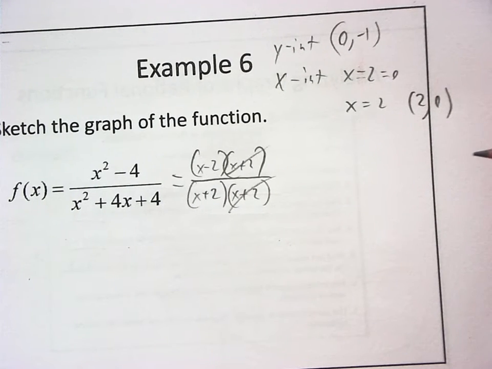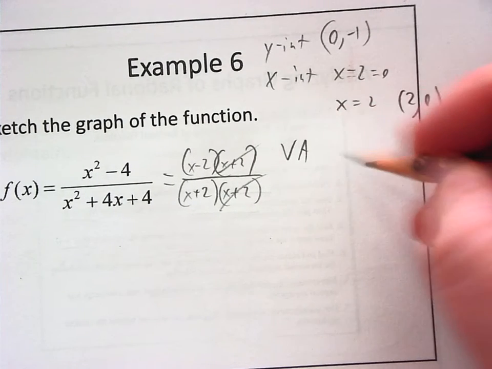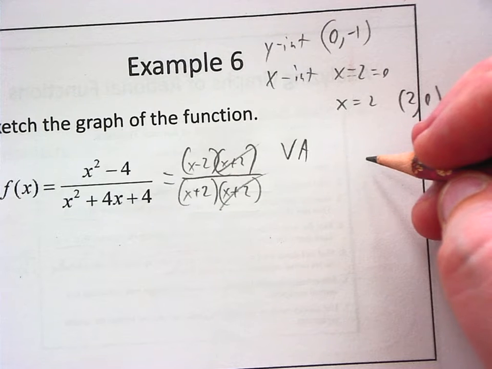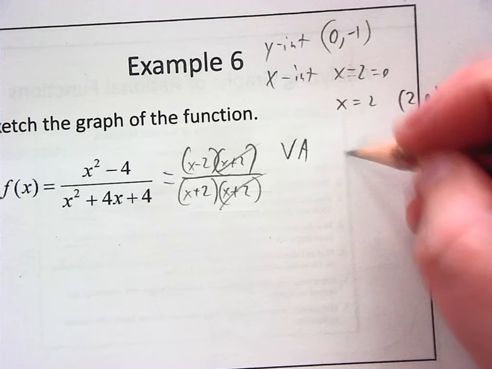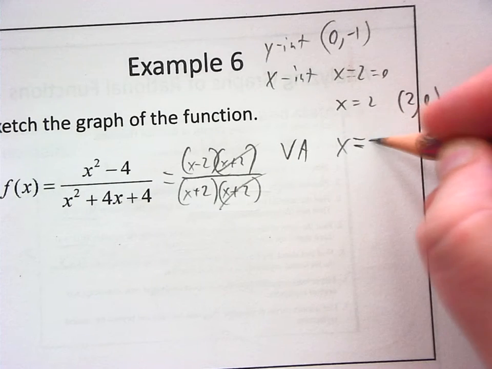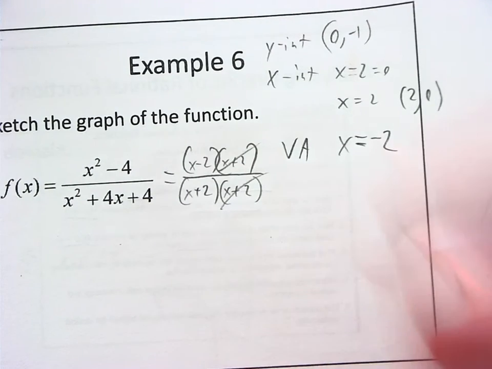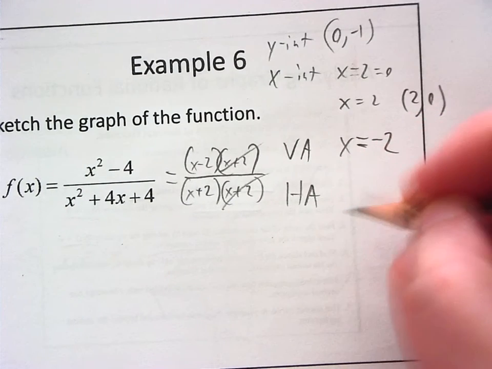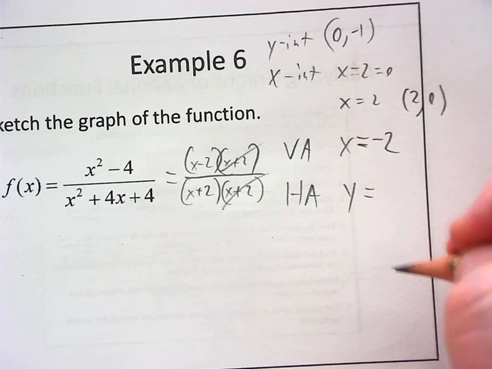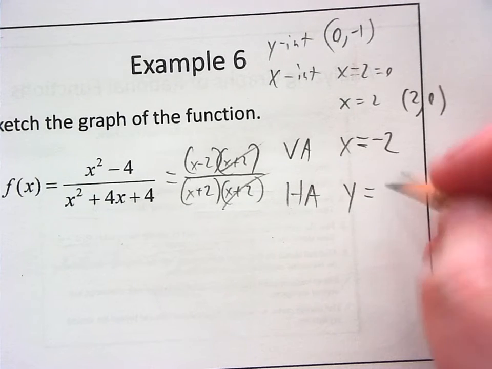What's next? Vertical asymptotes. So vertical asymptote is where? x equals, there we go. Sorry. x equals -2, because it's when the denominator is going to be 0. For the horizontal asymptote, what's that going to be? Careful. y equals 1.